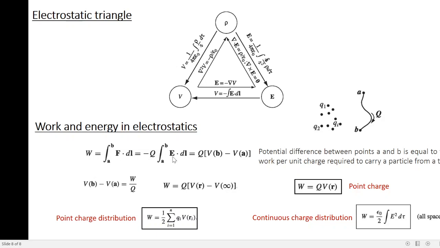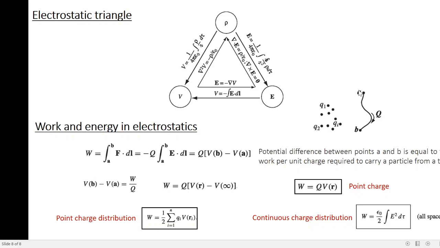Now minus integral E dot dl is nothing but the potential. We have shown that before. So if you do this integral, it becomes Q into V of B minus V of A, or V of B minus V of A equal to work done divided by charge Q. So potential difference between points A and B is equal to the work per unit charge required to carry a particle from A to B.